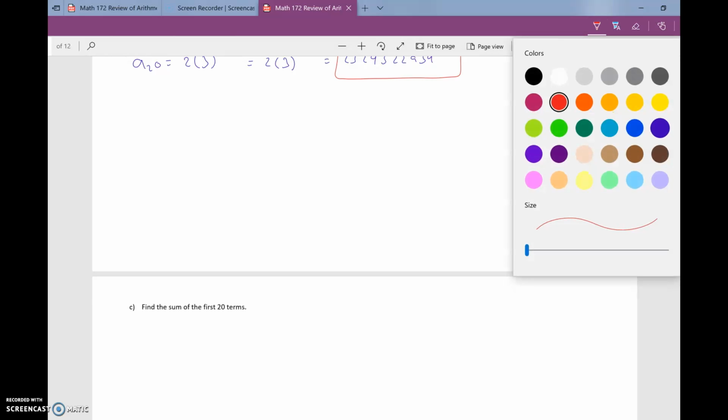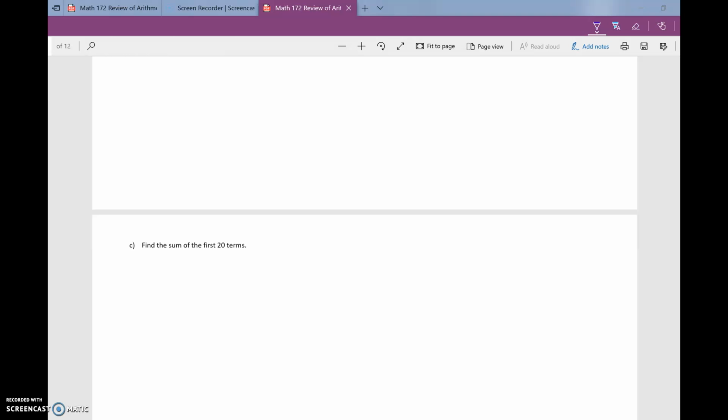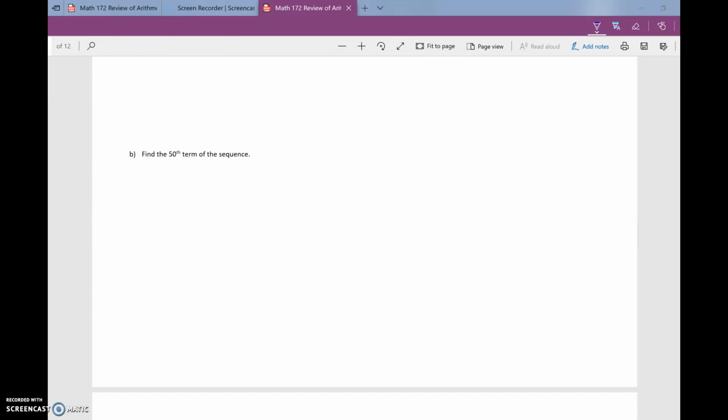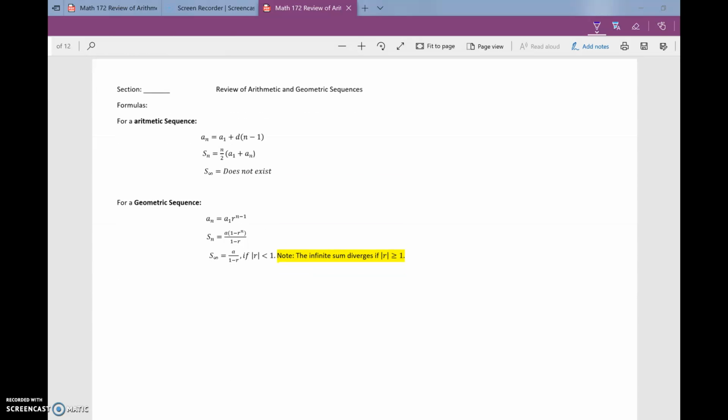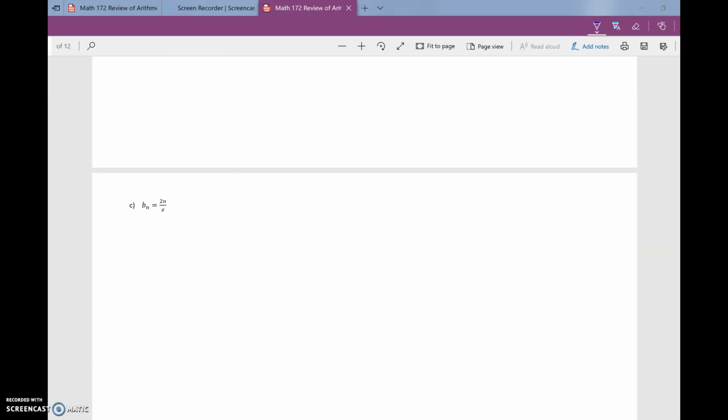Okay, so we're looking at the S sub n. In this case, since we're looking at a geometric sequence, the formula is going to be a sub 1 times 1 minus r to the n over 1 minus r. And I couldn't find it in the book, so let me go back to this. So a sub 1, 1 minus r to the n, over 1 minus r.